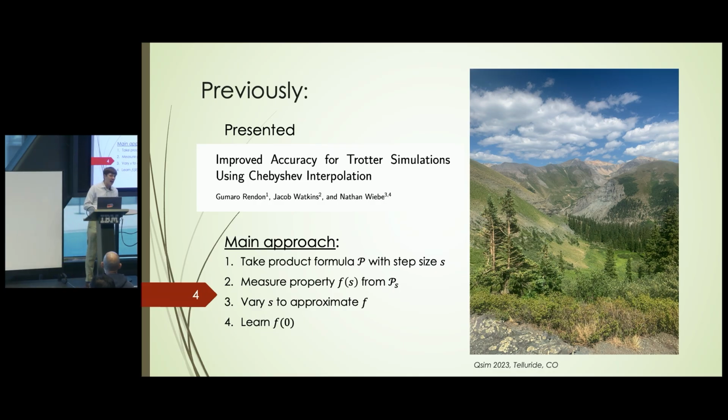Rather than take the smallest possible value of S, as we might naively do, the idea here is we will take different values of S according to some scheme. And in this process, we'll learn more information about the relationship between our quantity F of interest, which could be an expectation value or an energy eigenvalue, and this parameter S. And with this data that we've collected, we're going to then do some classical numerical scheme to estimate F of 0.